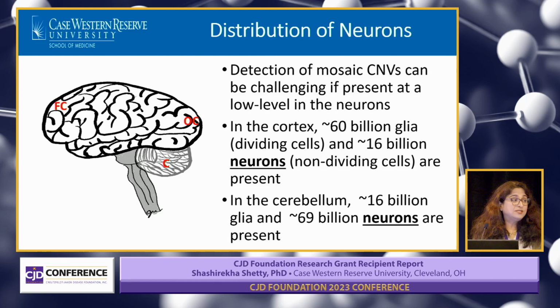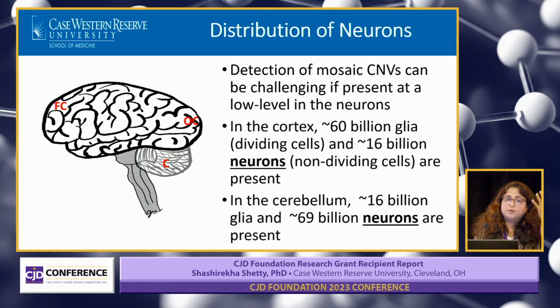So going back to the mosaic state of CNVs, neurons are present in a mosaic state. Even with the best of technology, and I'm sure Brad will agree with me, it's not easy to study mosaicism, because there is no way for me to predict if the cells are going to be at 5%, 30%, or 1%. It's very difficult to study mosaicism.